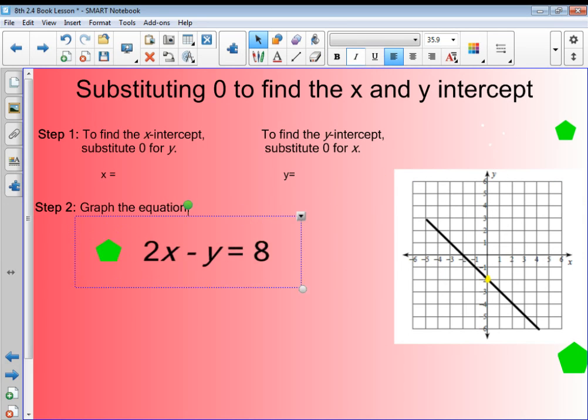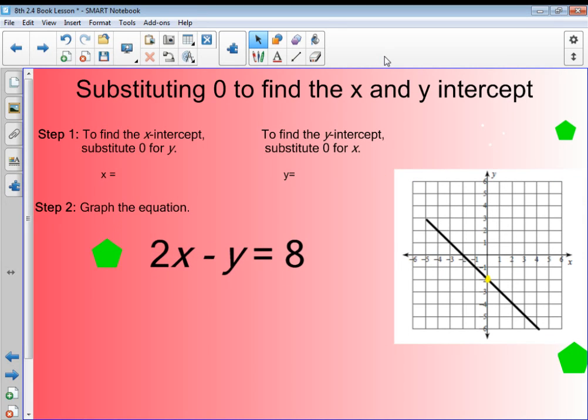Go ahead and try this one out. Okay, so go ahead and pause your video and work on substituting in 0 for x, solving for y, and then substituting in a 0 for y and solving for x. Pause your video now and work your way through this problem.